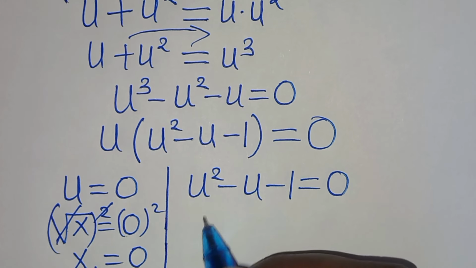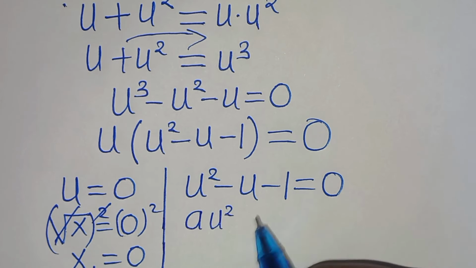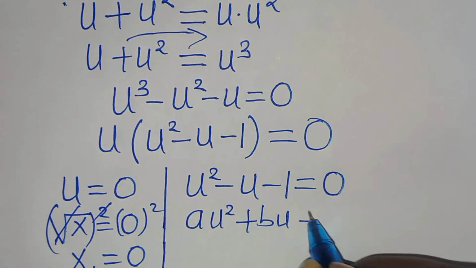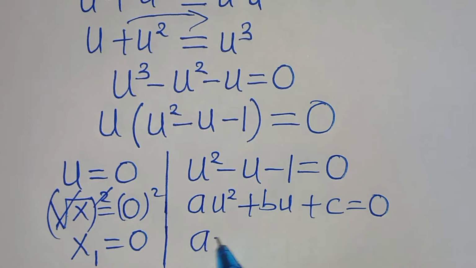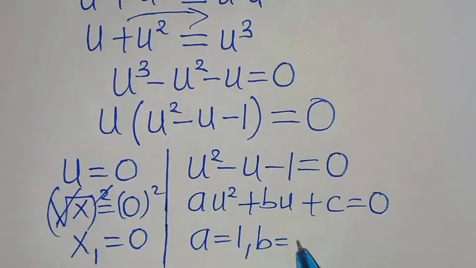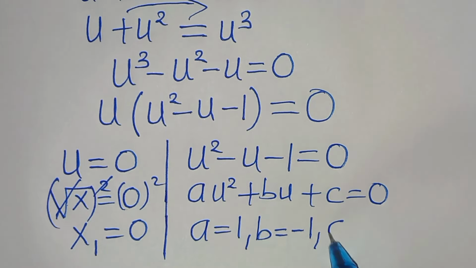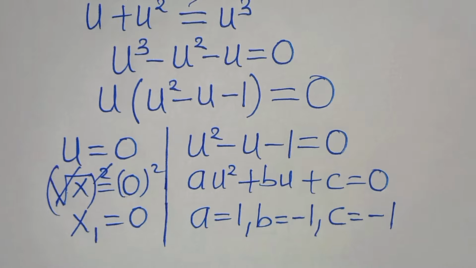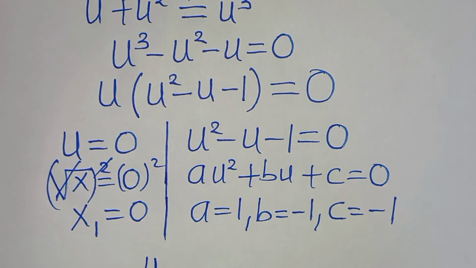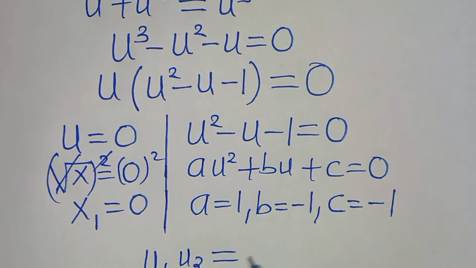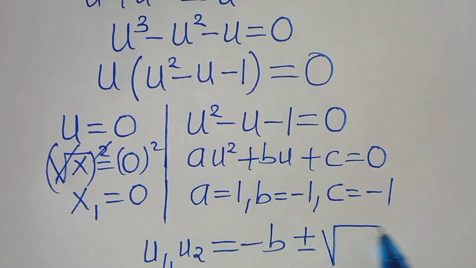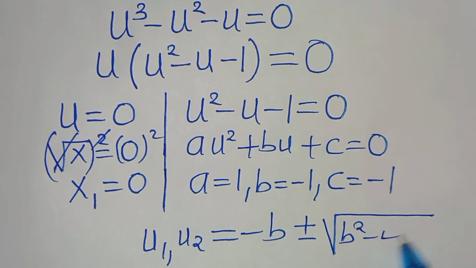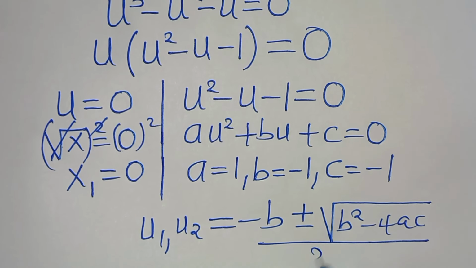This is a quadratic equation of the form au squared plus bu plus c equal to 0. From this quadratic equation, a is equal to 1, b is equal to minus 1, and c is equal to minus 1. So we can solve for u1 and u2 by applying the quadratic formula, which is minus b plus or minus the square root of b squared minus 4ac, everything divided by 2 times a.